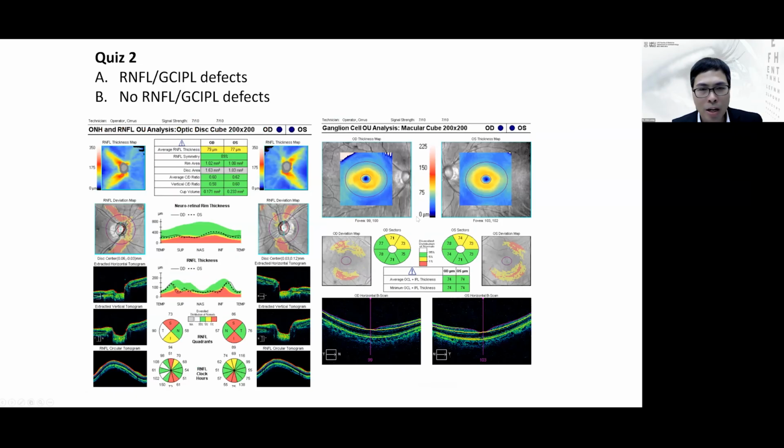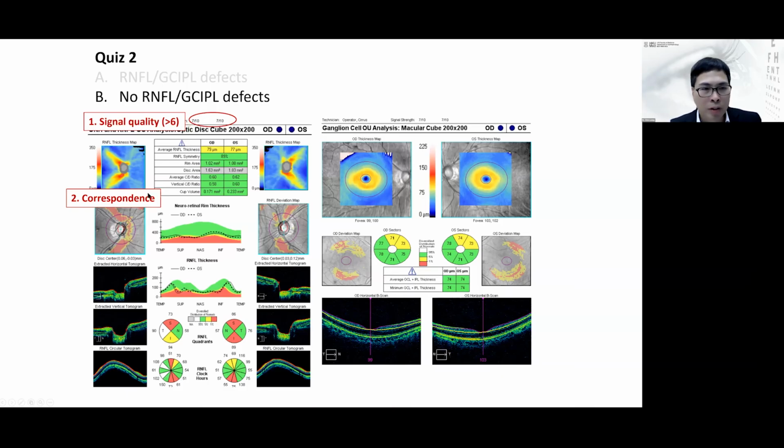Quiz 2, okay, we have a second case. We have retinal nerve fiber and GCIPL defects in this eye. 40% of you say no. Okay, let's go through this once again. Now, when we look at the signal strength, we have pretty good signal strength of 7.